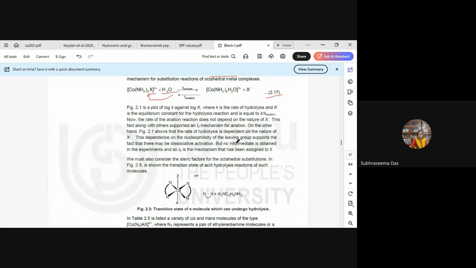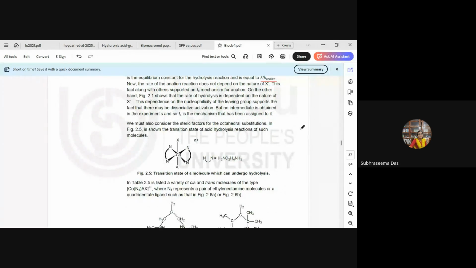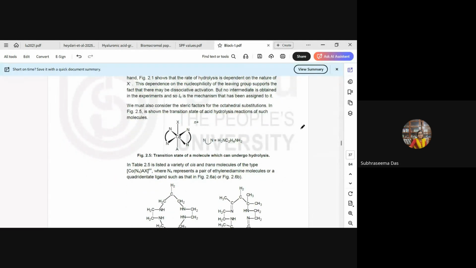Now in figure 2.1, we have plotted the log plot, where capital K is the hydrolysis constant and small k is the rate constant. So here also the equilibrium constant is equal to k by k anation, and no intermediate for such type of reactions has been observed. We must also consider the steric factors for different types of octahedral substitution reactions.